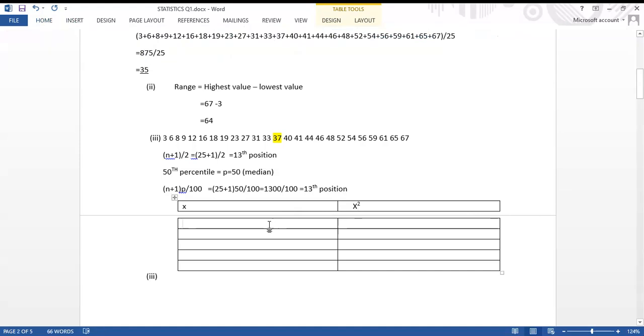Each data value we will be squaring. So we start: 3 squared is 9. 6 squared is 36. 8 squared is 64. 9 squared is 81. 12 squared is 144. Now this is where the calculator is going to come in handy.